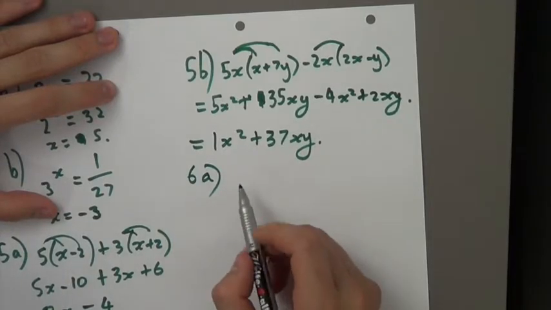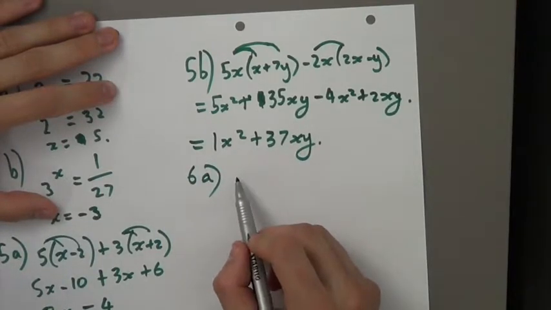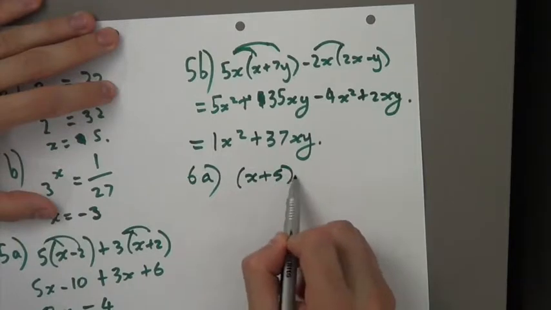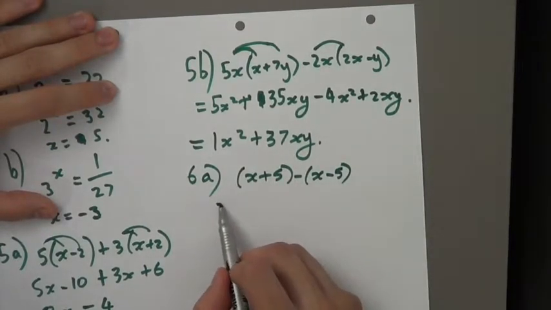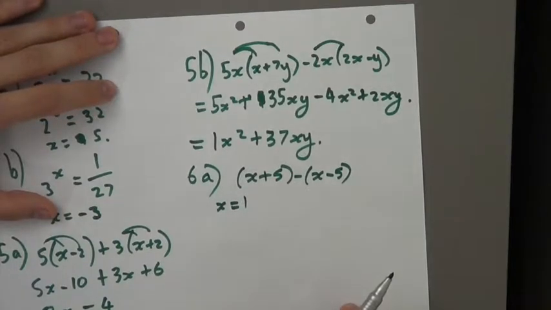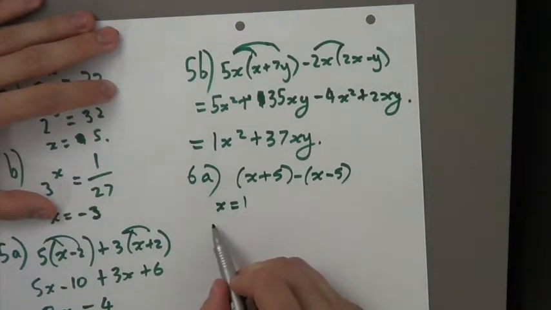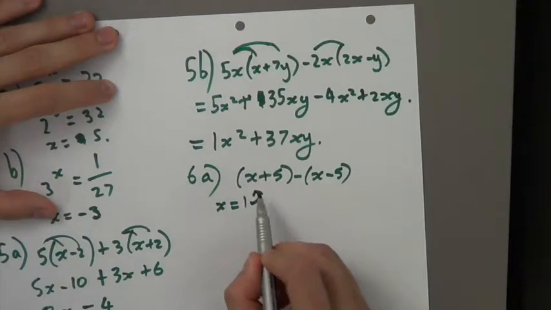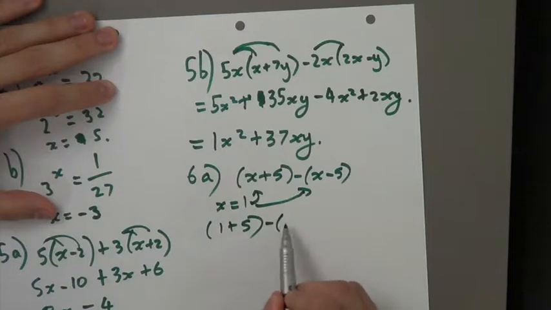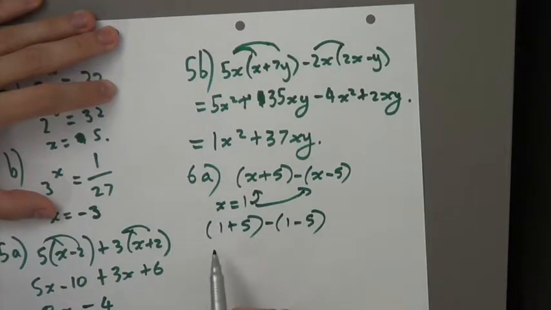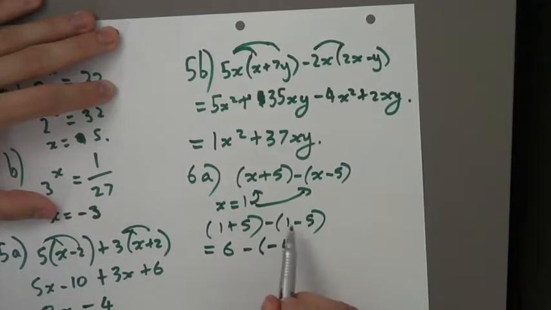6a. It says find the value of x plus 5 minus x minus 5 when x is equal to 1. So, basically, how we do the first one? Let's substitute 1 into them. So that's 1 plus 5 minus 1 minus 5. Gives us 6 minus, okay, 1 minus 5 gives us minus 4.